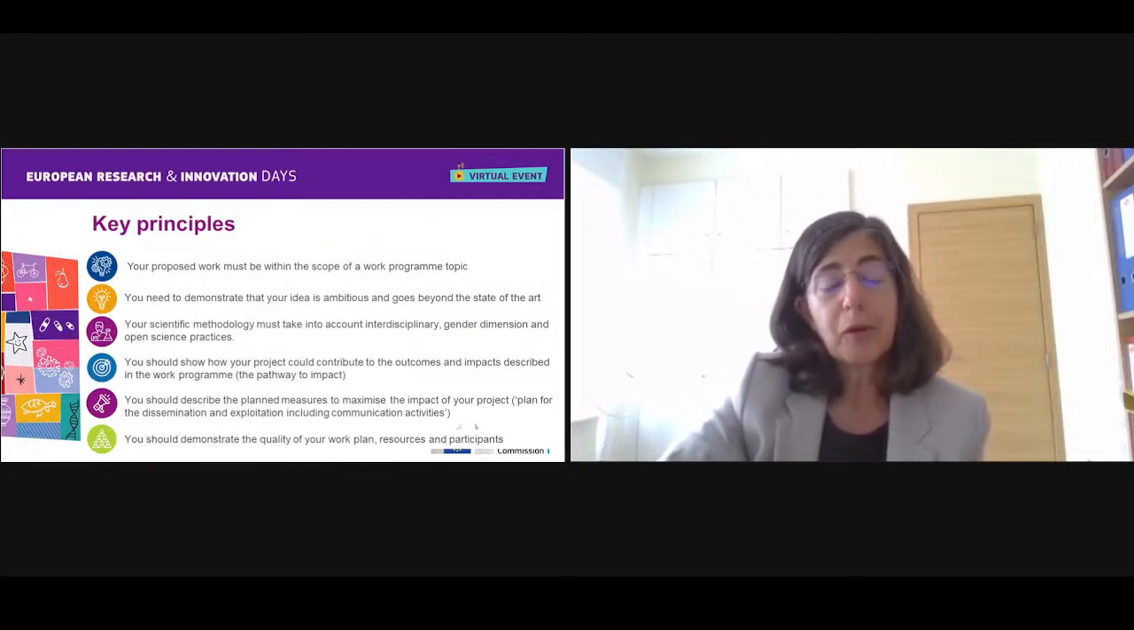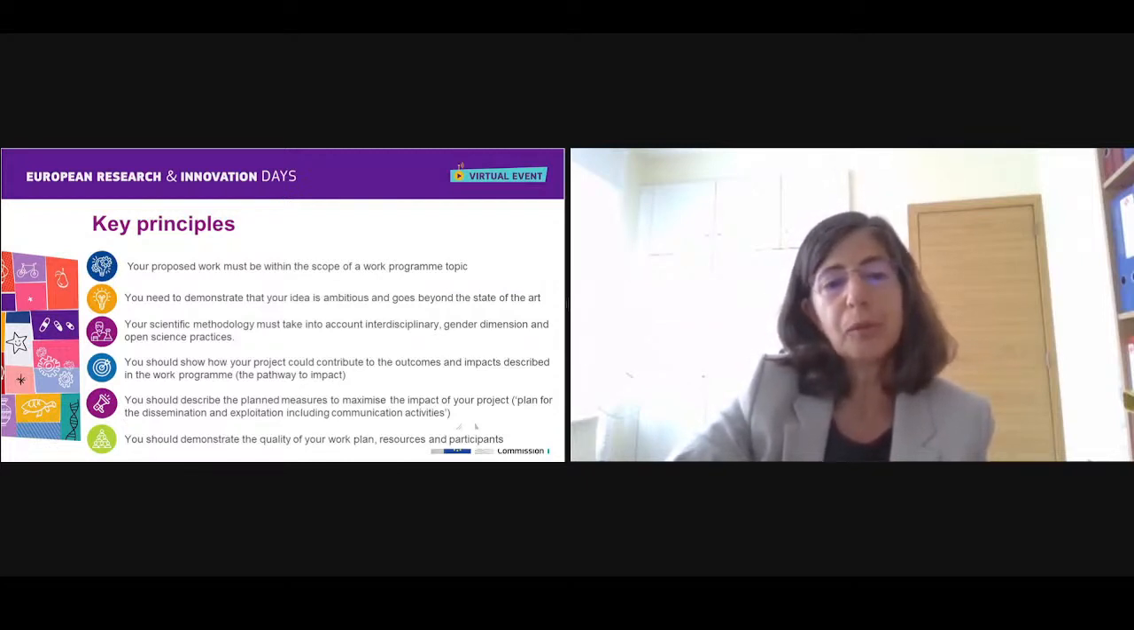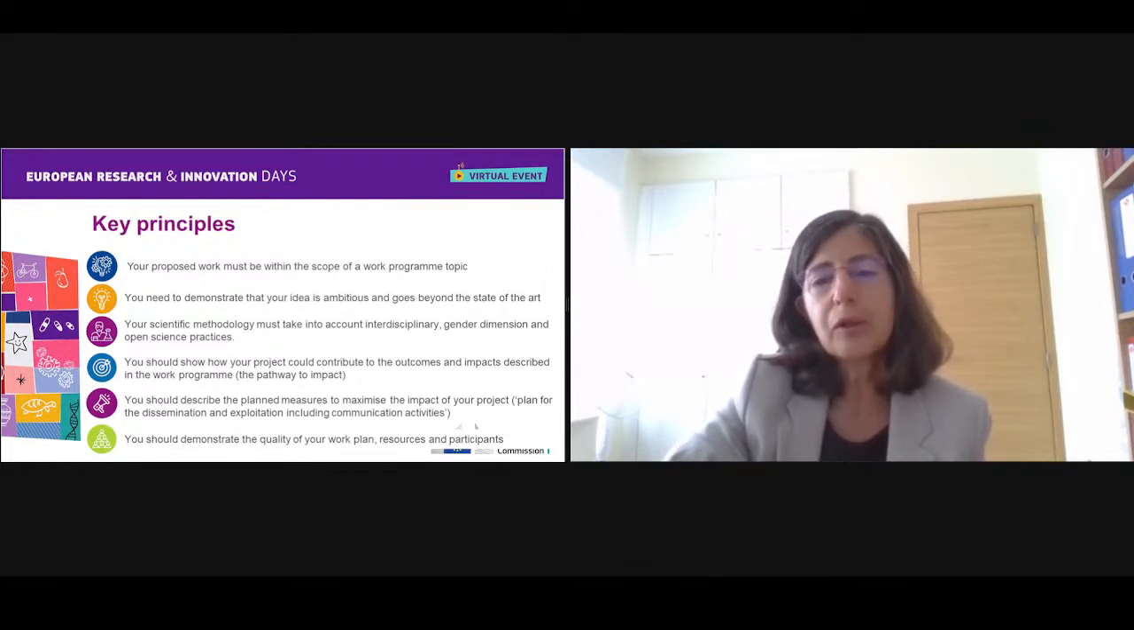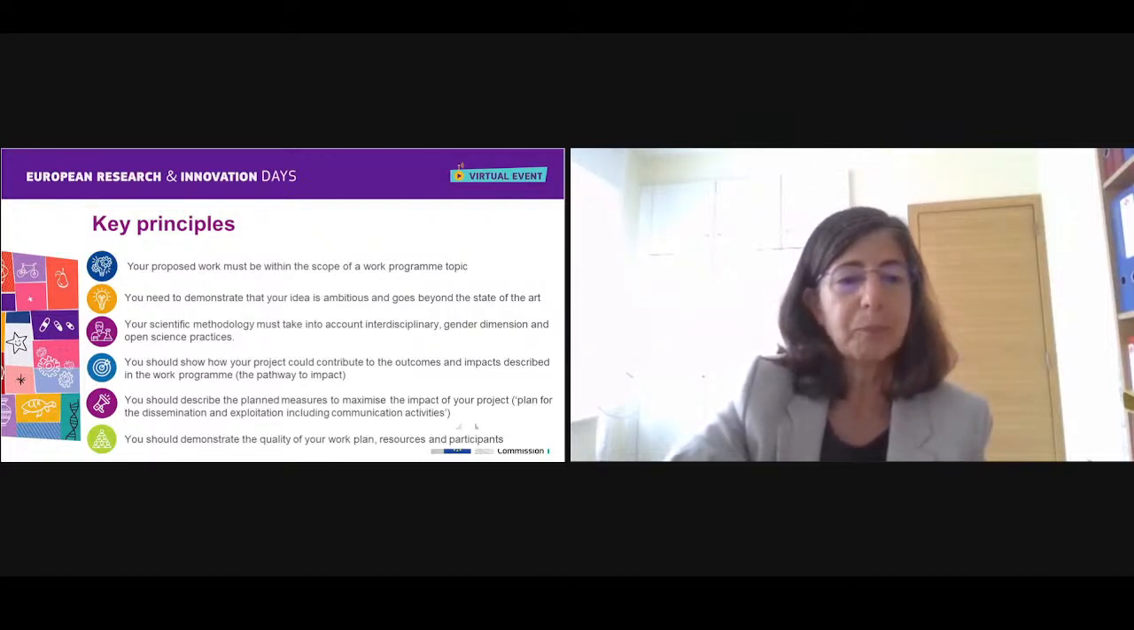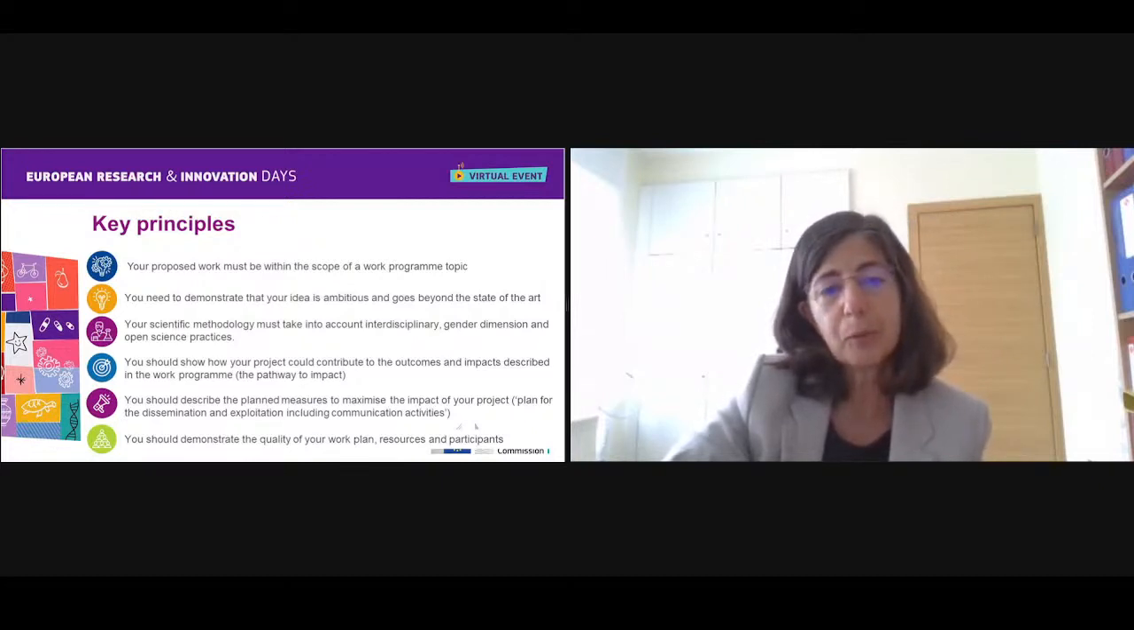Then, in particular for the criterion impact, you should show in your project how you will contribute to the outcomes and impacts described in the topic description, the topic that you are answering to. And this is what we call in Horizon Europe the pathway to impact. For this, Benedict will come later on with more information. We will also assess the measures that you propose to maximize the impact of your proposal, what we call the plan for dissemination and exploitation, including communication activities.